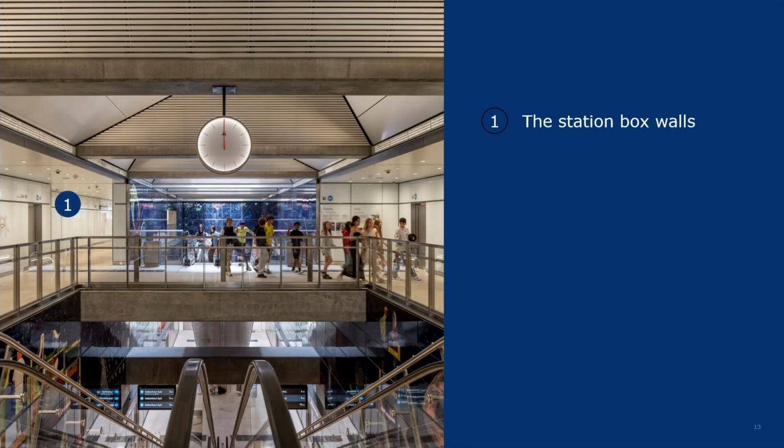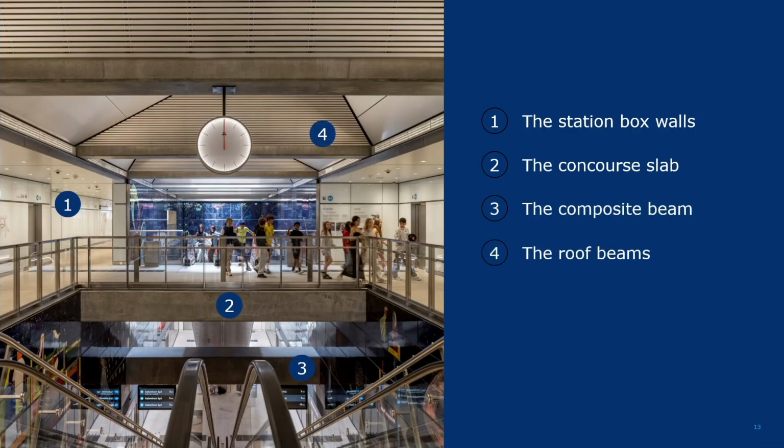You have the station box walls. You have the concourse slab. You have the composite beam, roof beams, and then architectural finishes with this, which is essentially cladding, escalator landings. I find it a little bit harsh to call it architectural finishes because it's quite a structural task to design them. But everything on the Sydhavn Metro has been designed using FemDesign, and it's real life now, which is always nice to see.